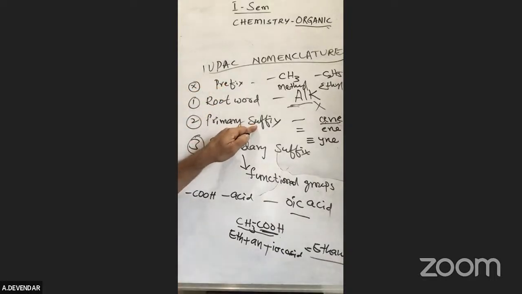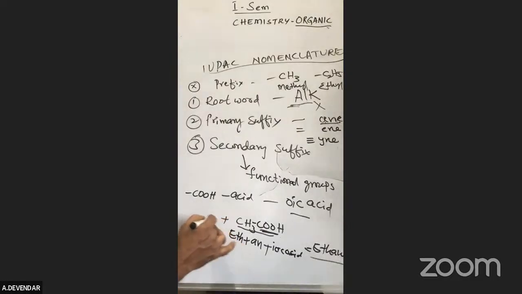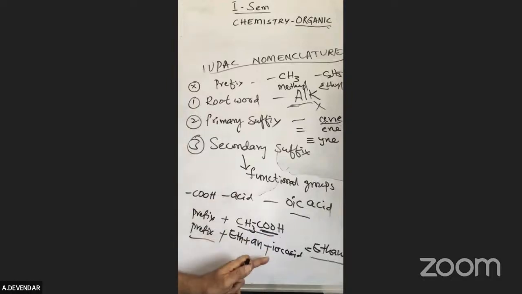It is called a suffix. See the word difference. Suffix means what you write after the root word. Prefix means what you write before the root word. In this compound, there is no prefix. But if you have any substitution, any branch, you have to write the prefix first, then go to the carbon compound. These are called the branches.